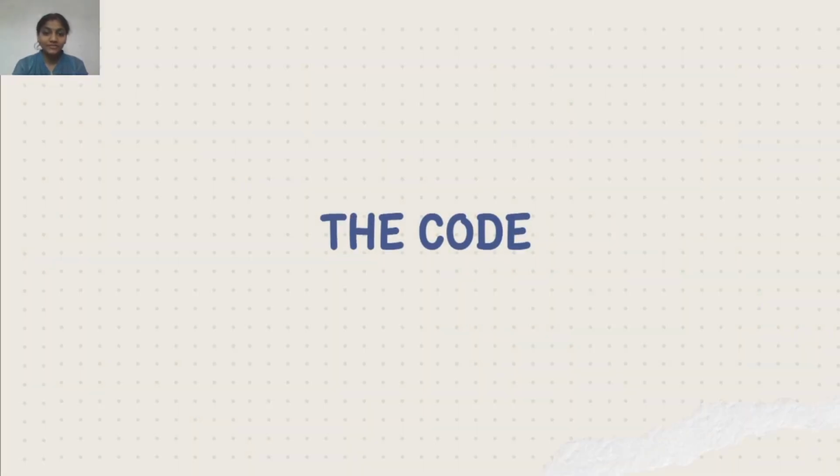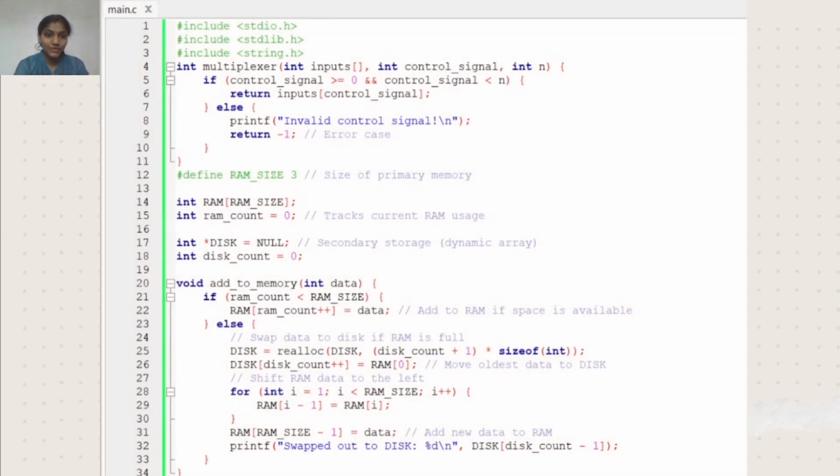So from now on, I will be continuing this video by explaining the code on digital multiplexer with virtual memory and circular queue. So here is the code.